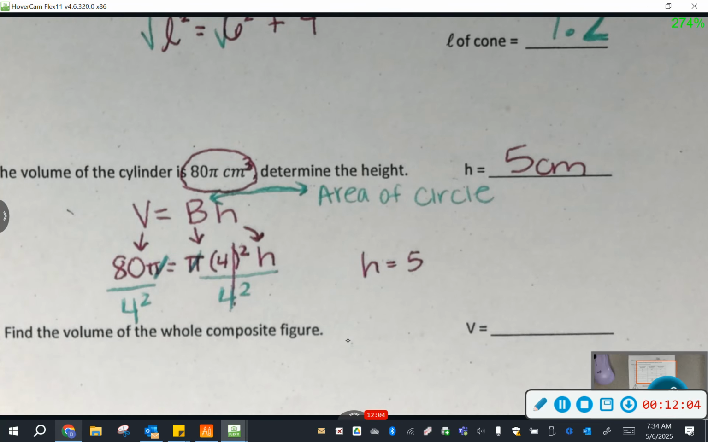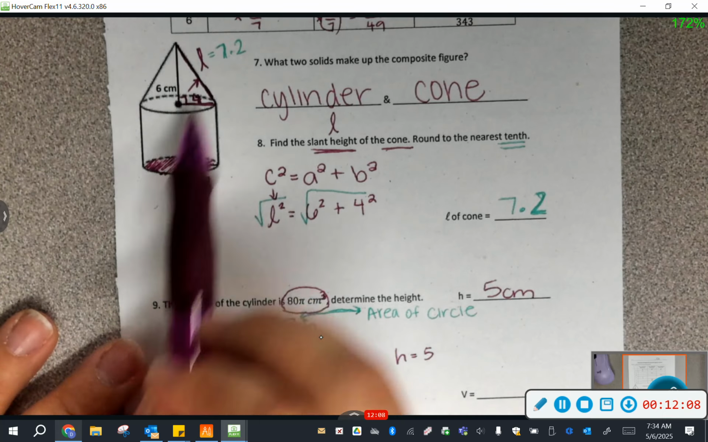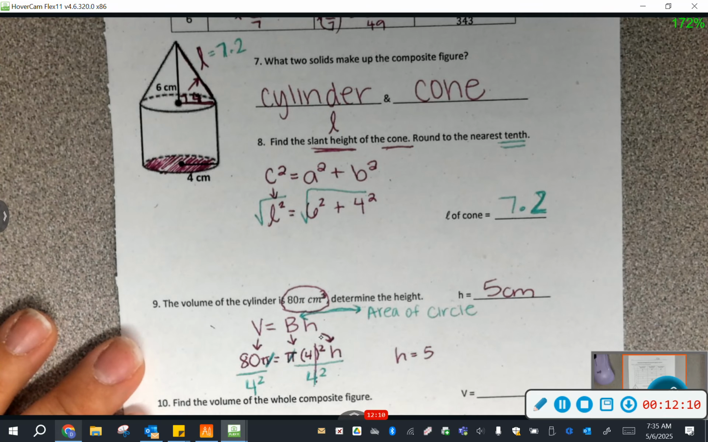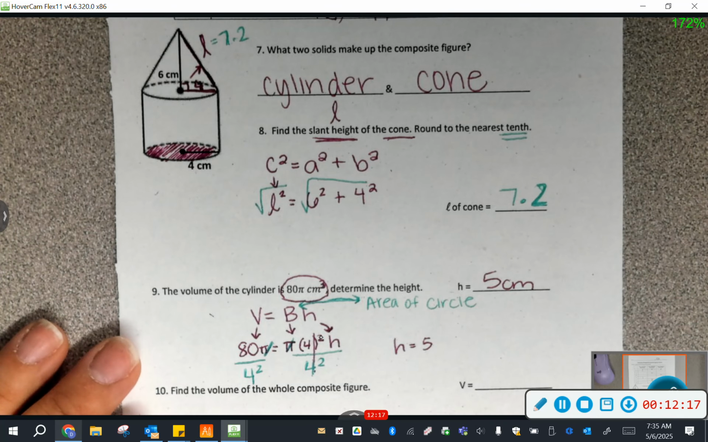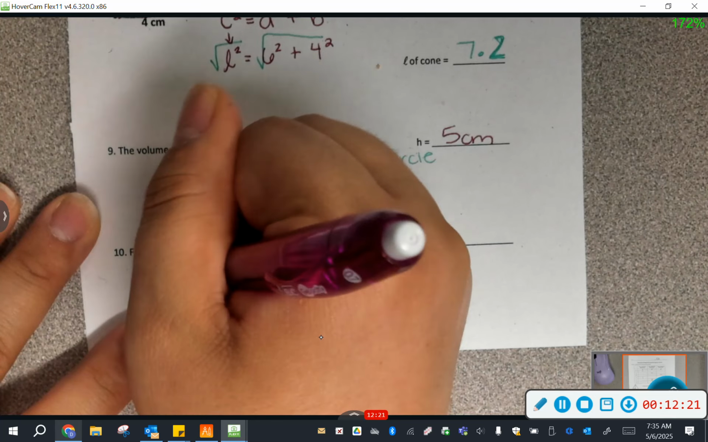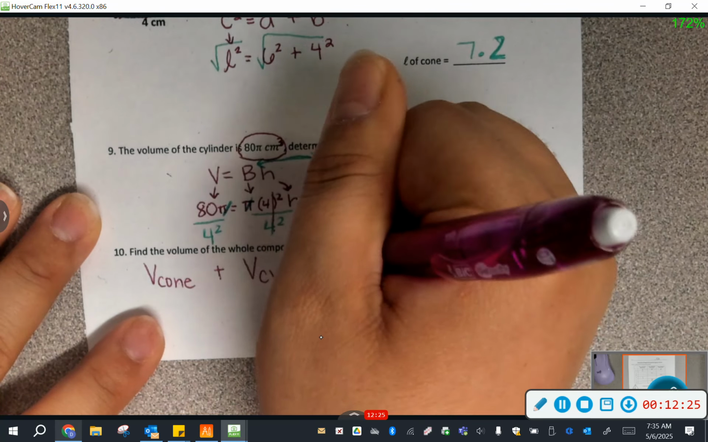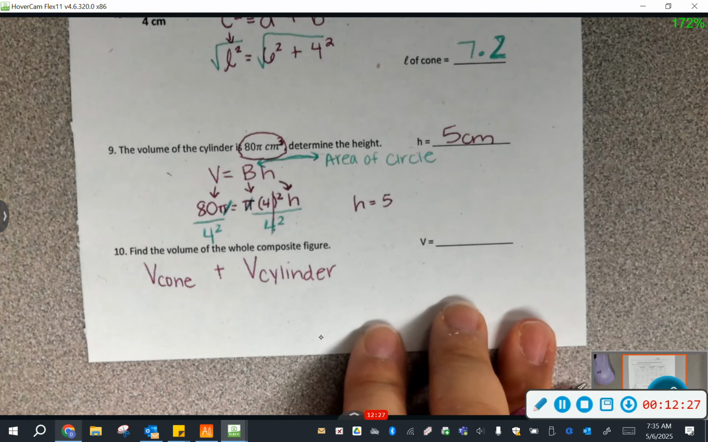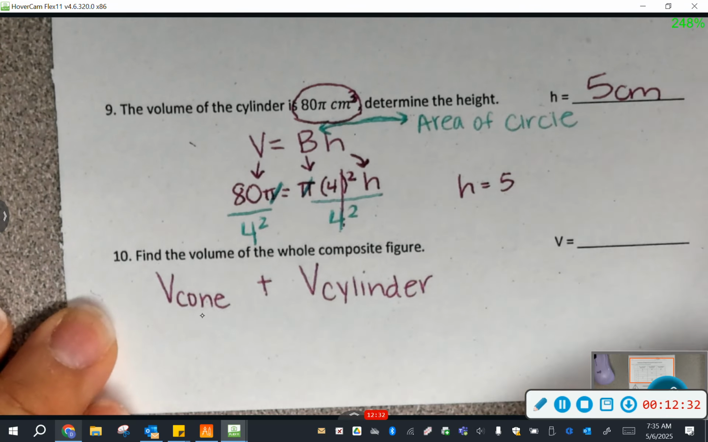We'll find the volume of the whole composite figure. How do I find the volume of this whole thing? Add them together. Add what together? Yeah, I need to find the volume of the cone and add it with the volume of the cylinder. Do y'all agree with that? Yeah. Well, how do I find volume of a cone?